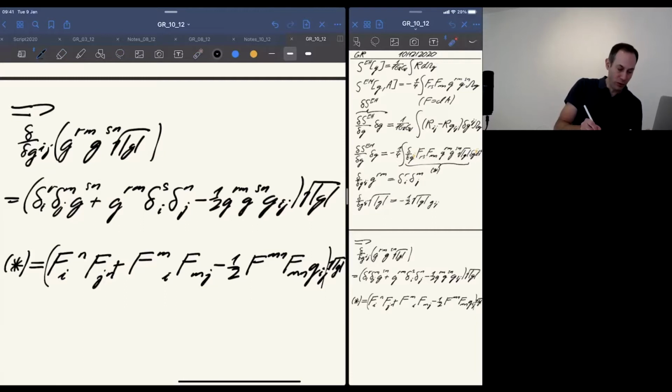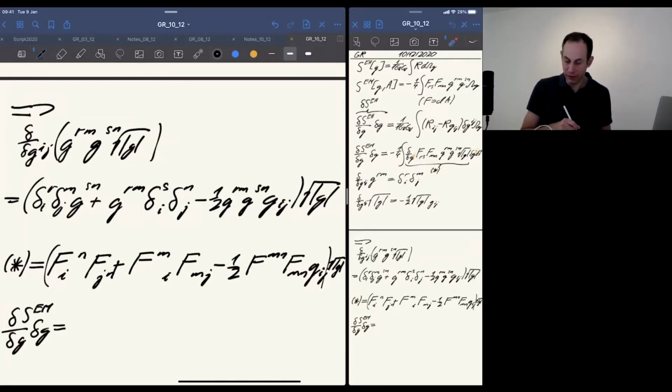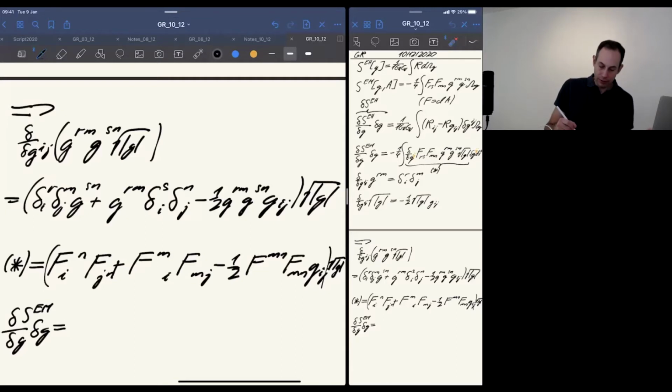So what we wanted to have, our goal, was to have delta S with respect to G. And now what is our result? So first we have a prefactor of -1/4.